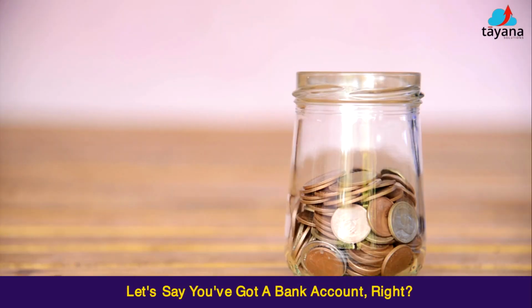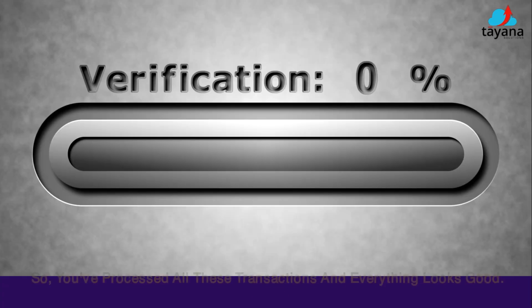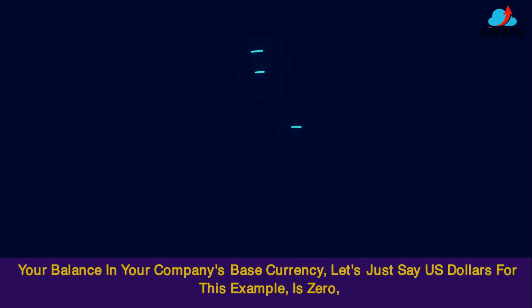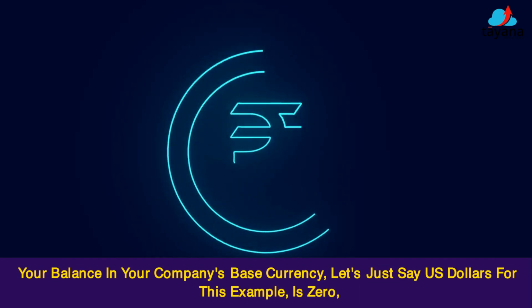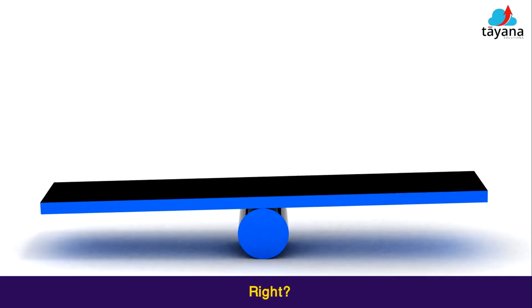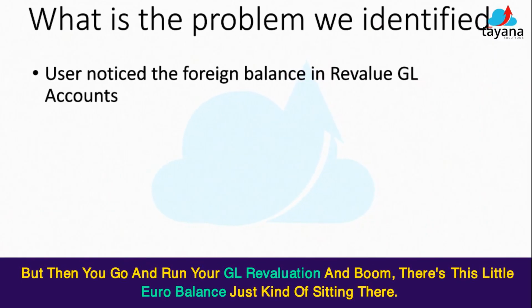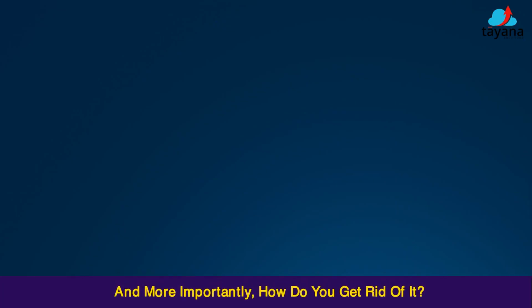Let's say you've got a bank account, right? And you use it for transactions in euros. Okay, got it. So you've processed all these transactions and everything looks good. Your balance in your company's base currency, let's just say US dollars for this example, is zero. Right. But then you go and run your GL revaluation and boom, there's this little euro balance just sitting there. Yeah, what? It's like, where does this come from? And more importantly, how do you get rid of it?